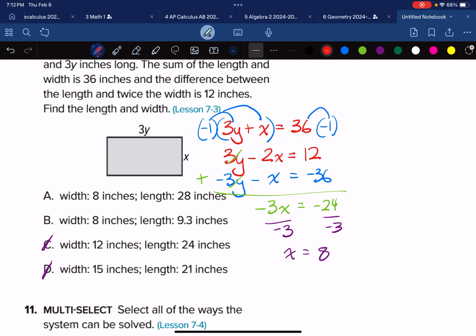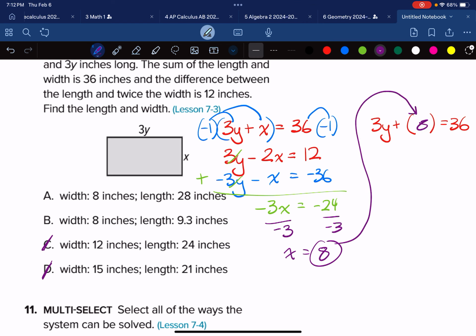So when I do that, I have 3y plus x is equal to 36. I've rewritten the equation, and into the x goes an 8. So 8 goes right here, and I now can solve for y, I assume. So let's go ahead and subtract 8 on both sides. So subtract 8, and 3y is now equal to 28.